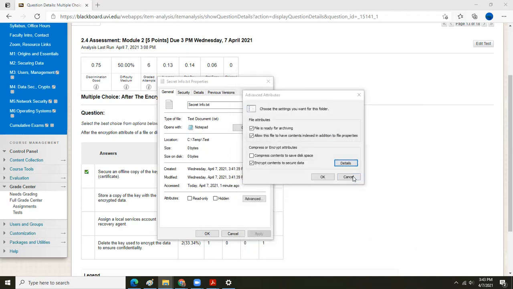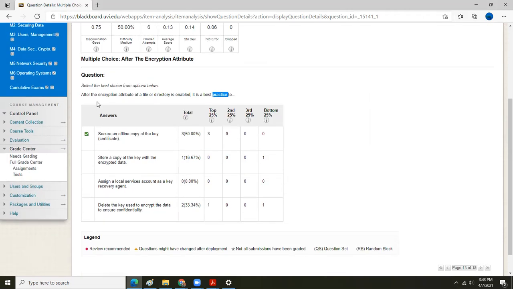So let's go back to the question now. It is considered a best practice to secure an offline copy. An offline copy means you don't put it on that system. You don't keep the backup key on the same system with encrypted data or in the same disk. So this is a bogus answer. If you store a copy of the key with the encrypted data, somebody's going to use the key to decrypt the data. It's not secure at all. You've locked something, but you've left the key taped to the lock. Who would use a lock and then tape the key to the lock? No one would do that, right?